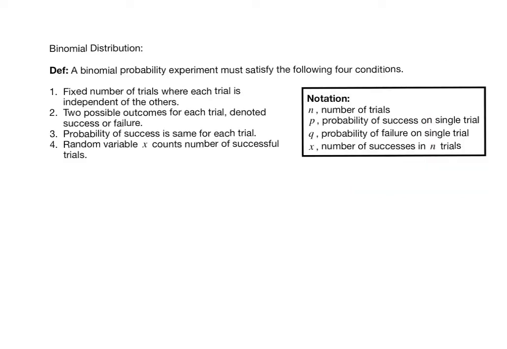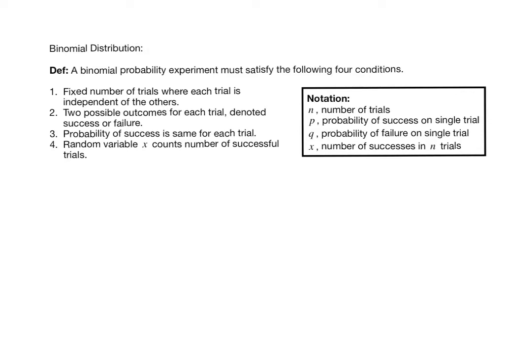A binomial probability experiment must satisfy 4 conditions. They are, number 1, and there's no particular order to them, it's got to be a fixed number of trials where each trial is independent of the others. Number 2, 2 possible outcomes for each trial, denoted success or failure. So there's only 2 possible outcomes, hence the reason it's called binomial, bi representing 2. Number 3, probability of success is the same for each trial. And number 4, the random variable x counts the number of successful trials.